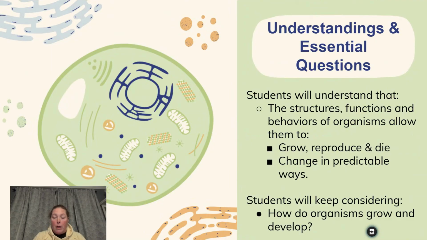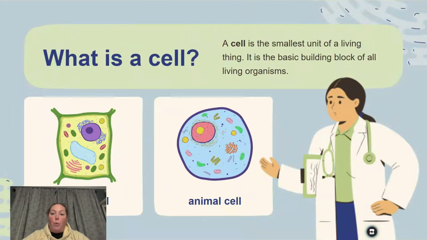Then we're going to talk about how cells maintain homeostasis, and then how cells grow and develop and make more cells. So you are going to keep looking at not only the structures and functions of cells, but also the things that organisms have to do. And we're going to keep looking at how organisms grow and develop. So we first have to start with what's a cell.